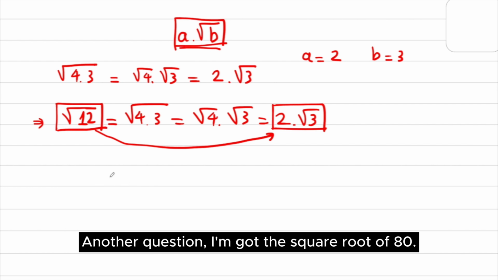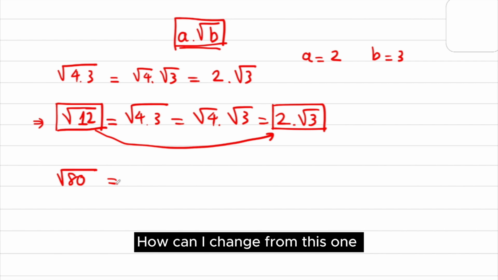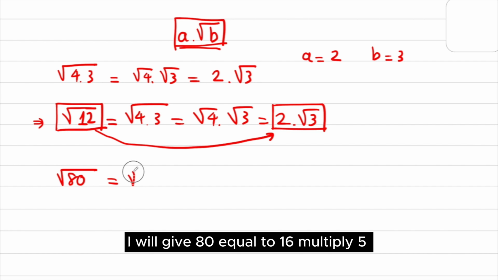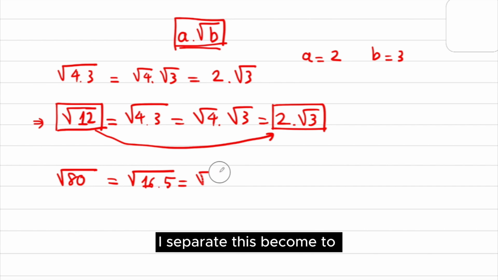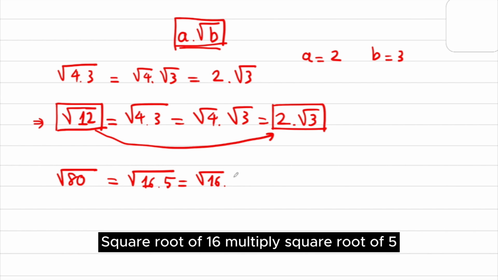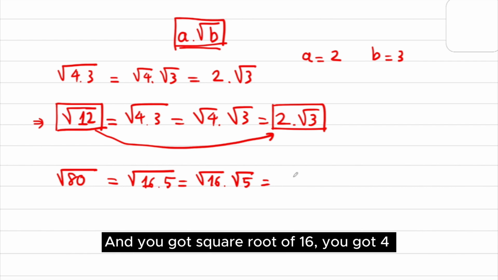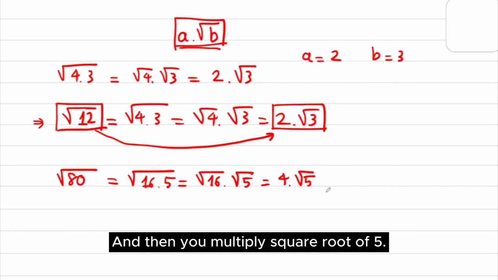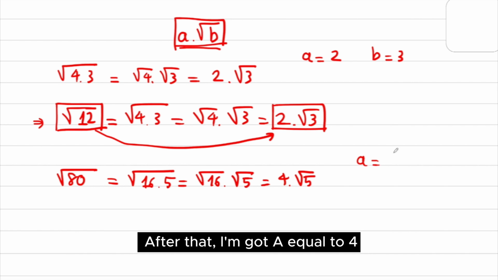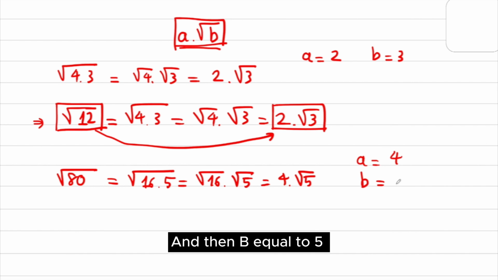Okay, another question, I've got the square root of 80. How can you do this? How can I change this one to a multiply square root b? Okay, I will write 80 equals 16 multiply 5. And for this one, I separate it into square root of 16 multiply square root of 5. And then square root of 16 is 4, and you multiply square root of 5. After that, I've got a equals 4 and b equals 5 in the a square root b form.